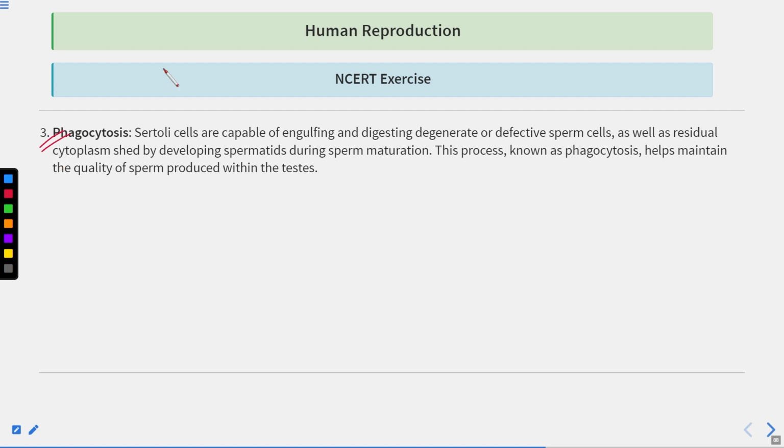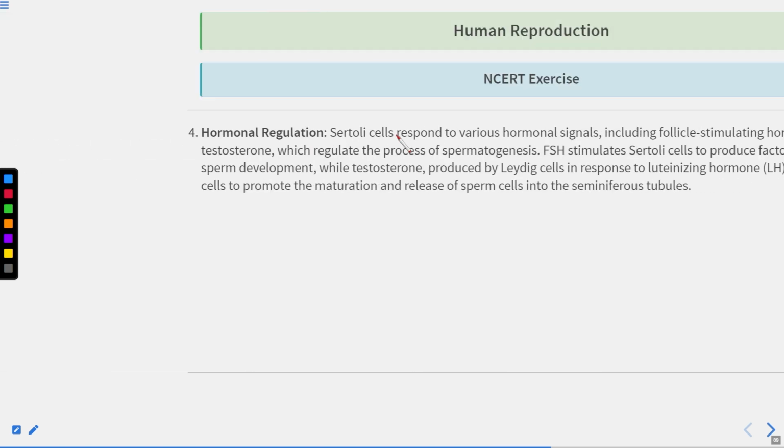Next is phagocytosis. Sertoli cells are capable of engulfing and digesting the degenerate or defective sperm cells. So this is quite an important function here. What are phagocytic cells? They engulf the foreign material or the defective material. So Sertoli cells engulf and digest the defective sperm cells as well as the residual cytoplasm shed by the developing spermatids during the sperm maturation. Now, this process, known as phagocytosis, helps maintain the quality of the sperm produced within the testes.